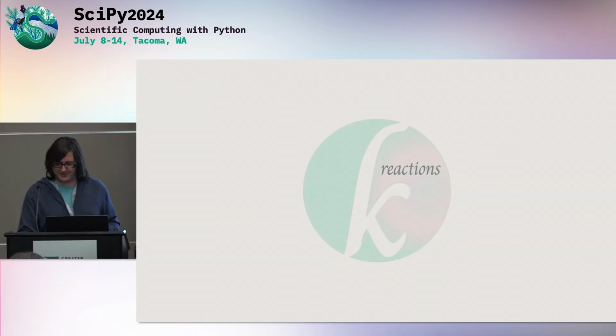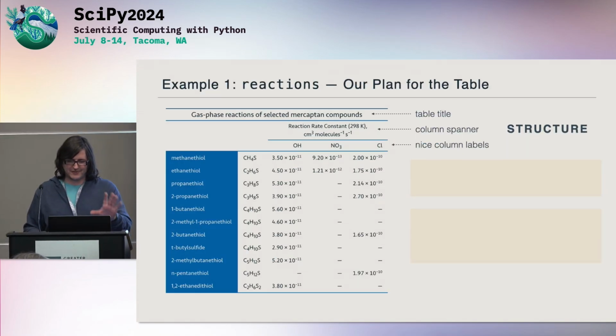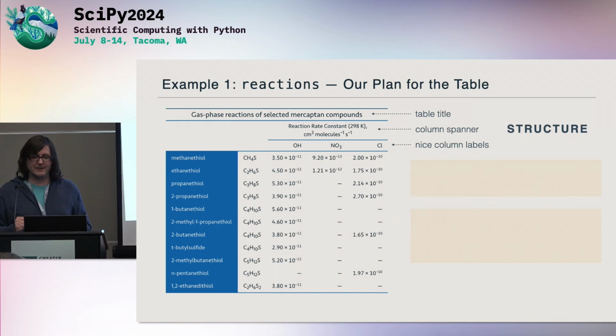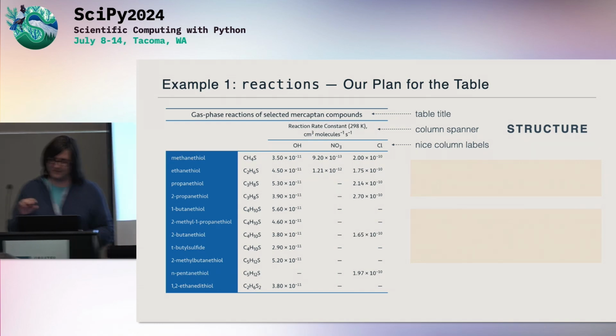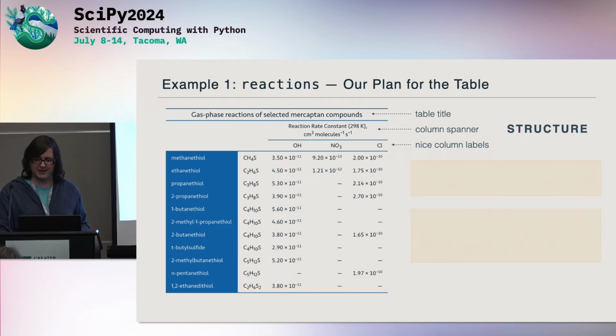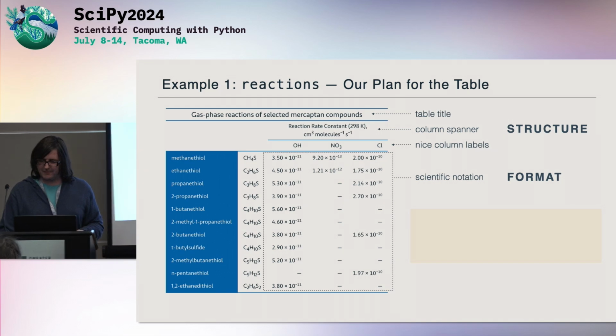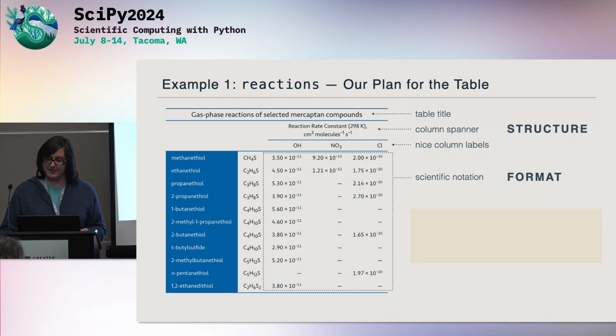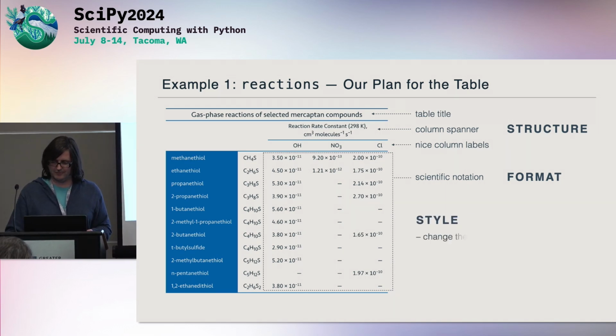Okay, I'm going to start with the reactions data set. And here's the final look at the table. I'm going to show you just some of the features that I want inside the table. So a title, that's what I want. A column spanner that's going to span across 3 columns. And then nice column labels. What I mean by nice is not like the original labels from the data frame itself, but sort of dressed up column labels. And then format: we're going to format the values so they're in scientific notation. Pretty cool. And then stylistically, we're going to change the font from the default font, and we're going to apply a table theme so it looks all dressed up.